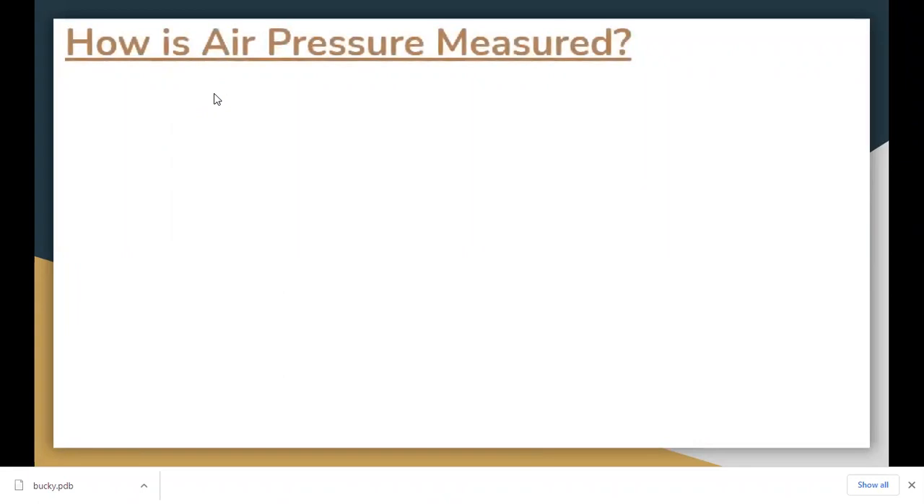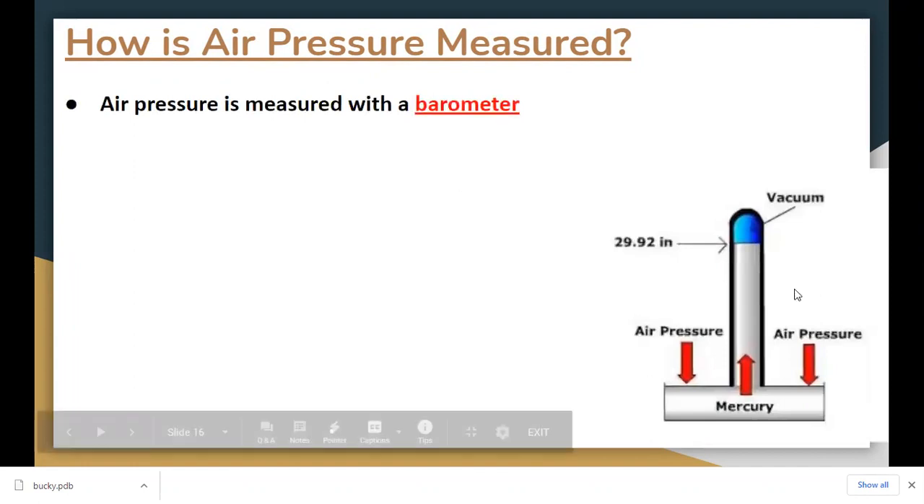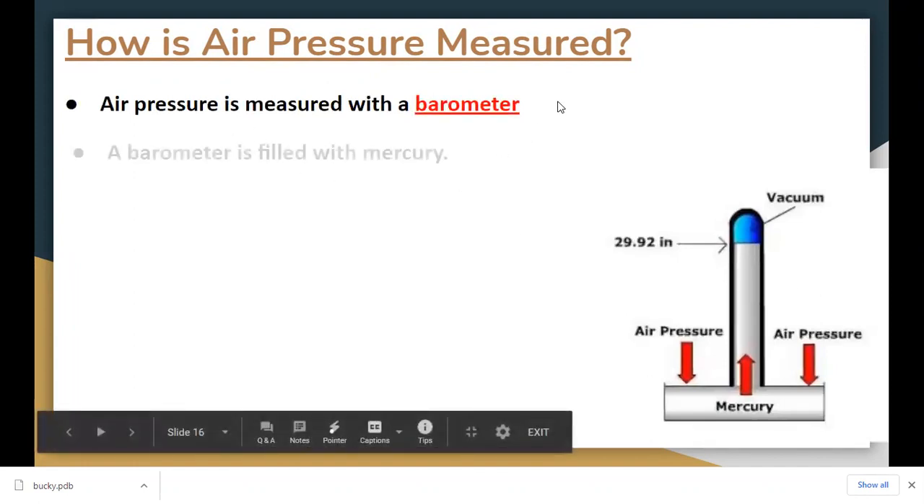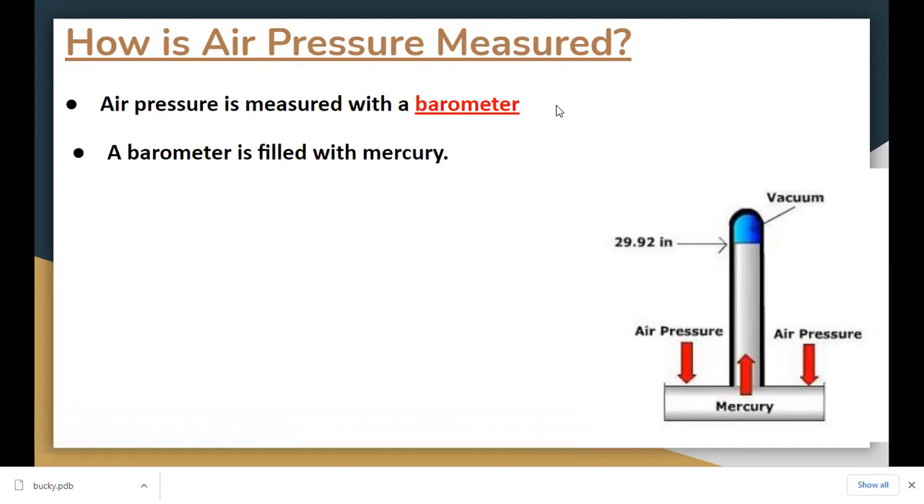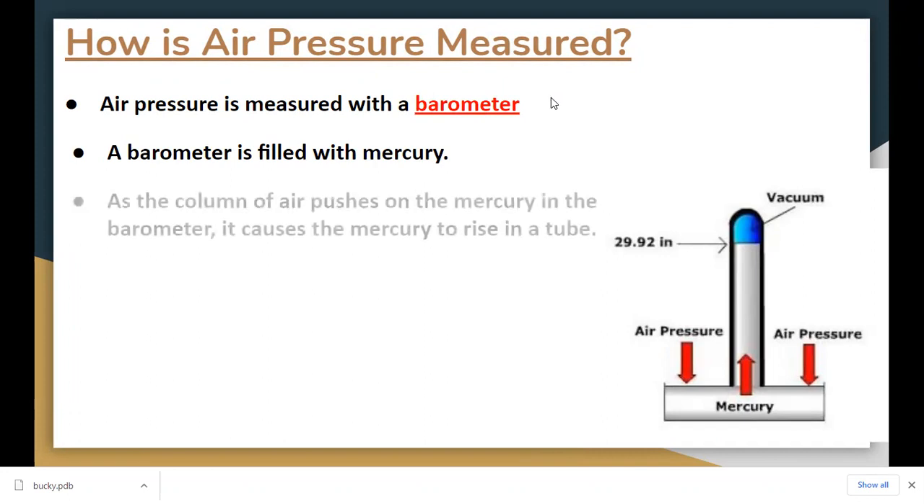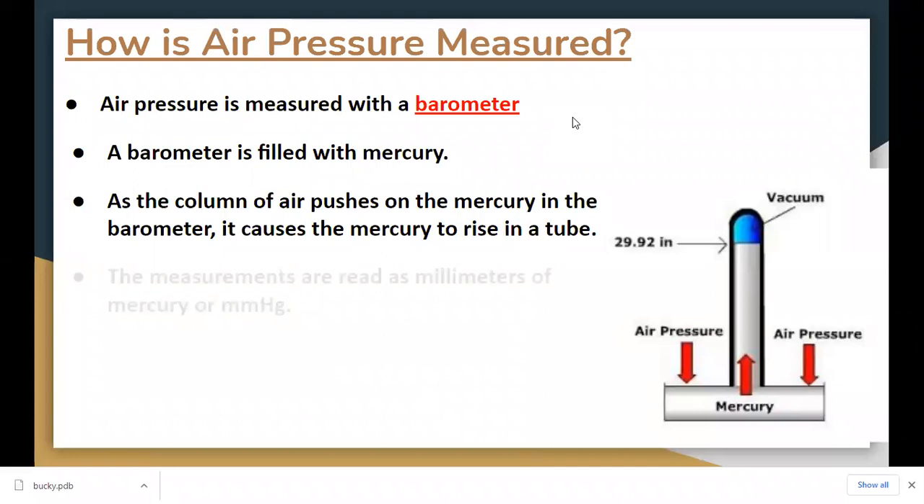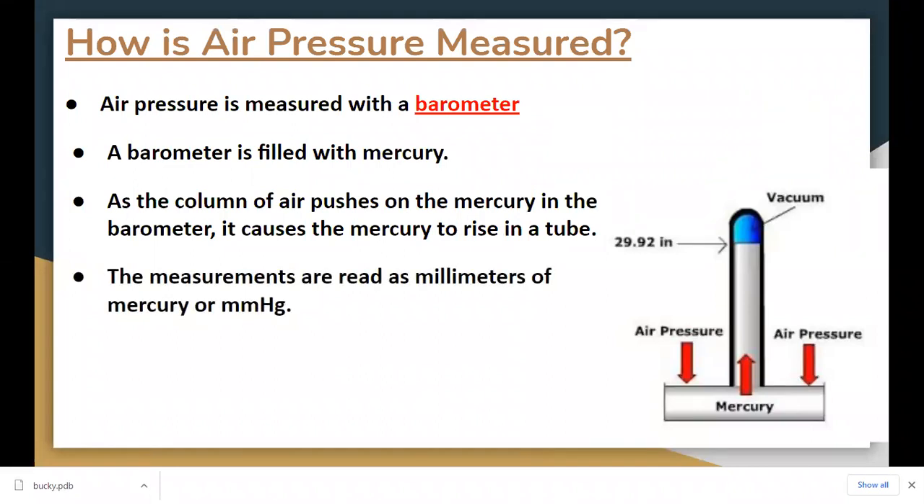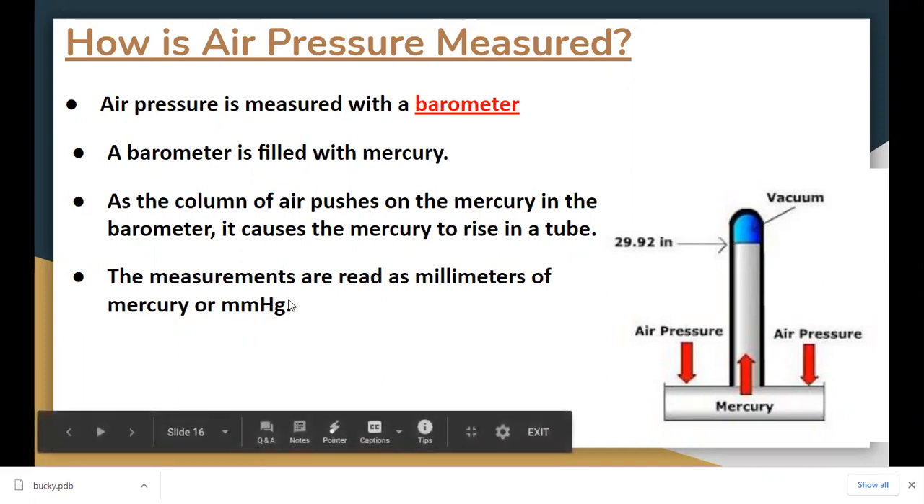How is air pressure measured? Well, air pressure is measured with something called a barometer. This is what it looks like. It's got mercury inside of it. Mercury is a very toxic substance. You would never want the mercury exposed to you, so it's inside of a glass tube. As the column of air pushes on the mercury in the barometer, it causes the mercury to rise in the tube. The measurements are read as millimeters of mercury, or mmHg. Hg over here stands for mercury. Millimeters of mercury.